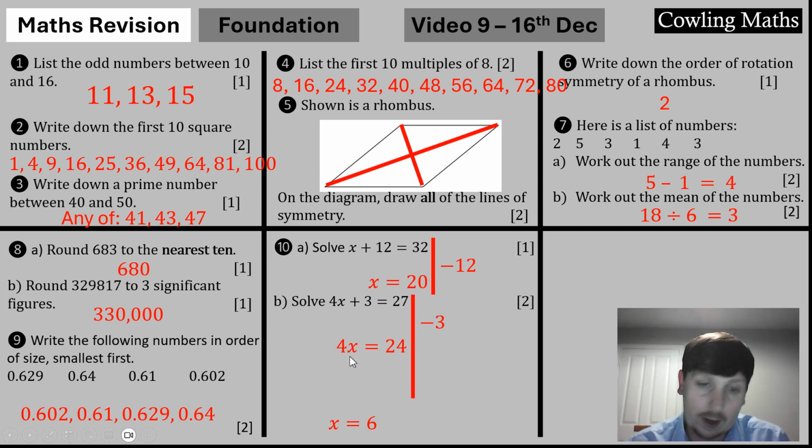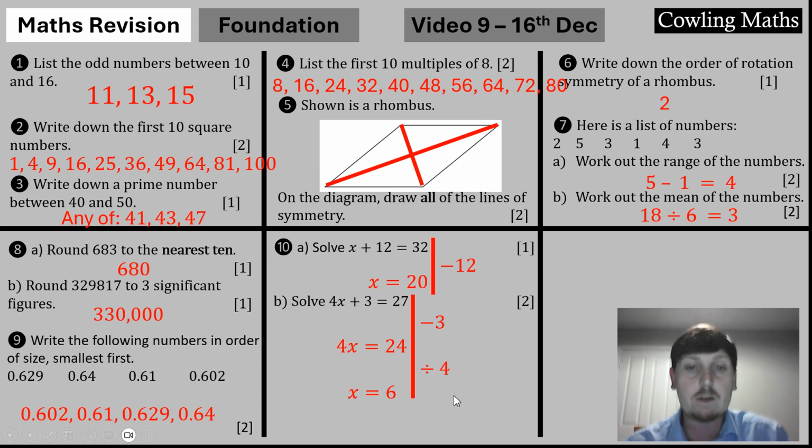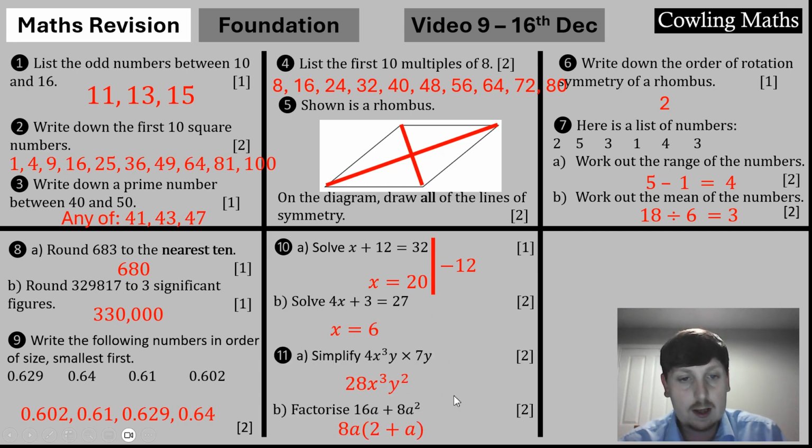Now, we don't want 4x, we just want one of them. So we're going to divide by 4, and that's where we get x equals 6. 4x divided by 4 is x, 24 divided by 4 is 6. So that's a 2-mark question. Usually you'll get 1 mark for this step in the middle, 4x equals 24, and a 2nd mark if you've got the full correct answer.